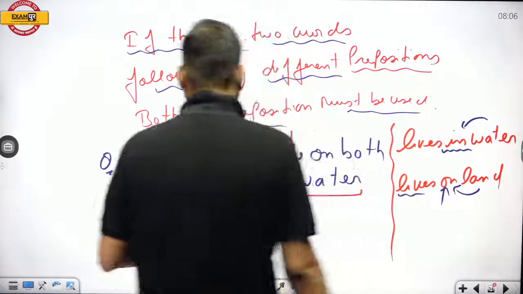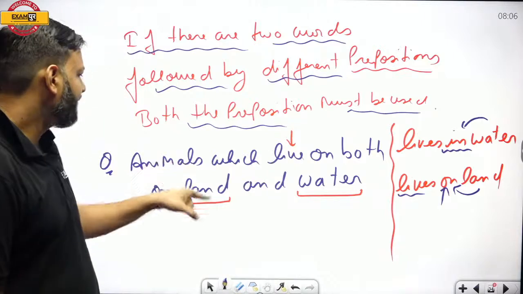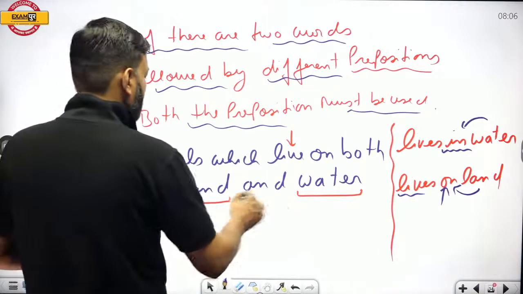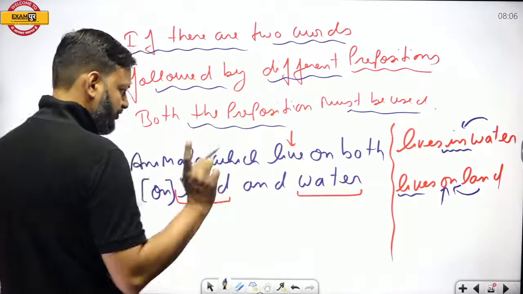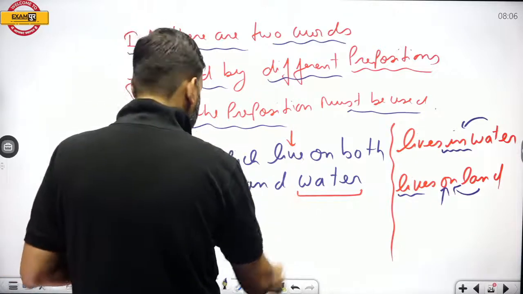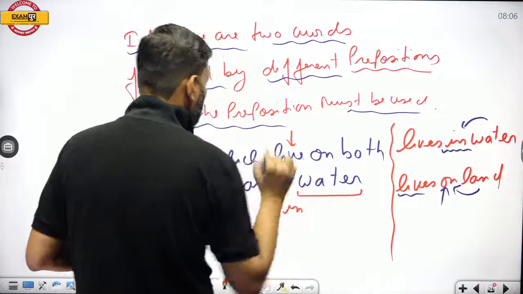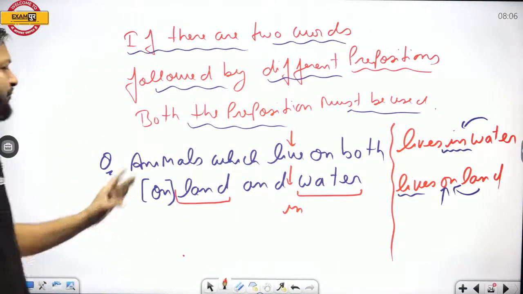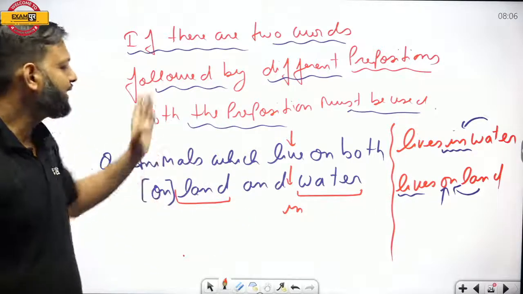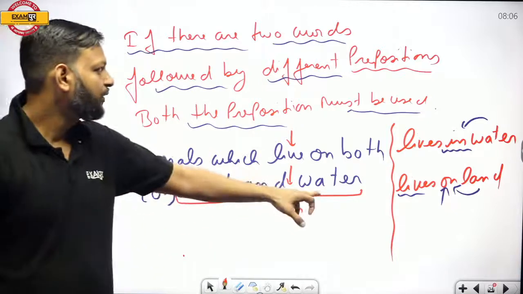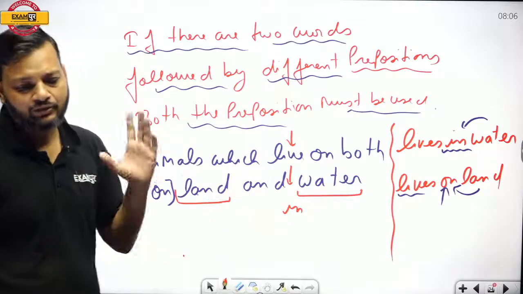But in this sentence what is the error? Animals which live on both on land and water. Here only the word on has been used with both land and water, so this is the error. To avoid this error you need to add in before water. So the sentence would become animals which live on both on land and in water. Like if we have two words which have different prepositions, both the prepositions must be used, okay.